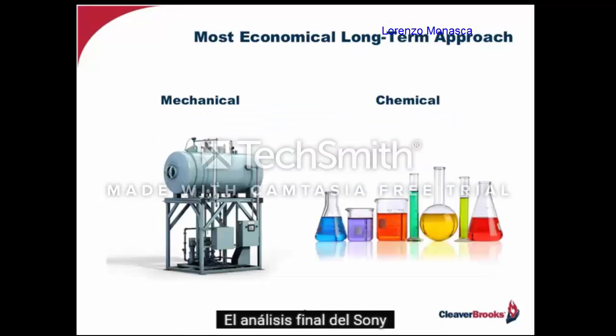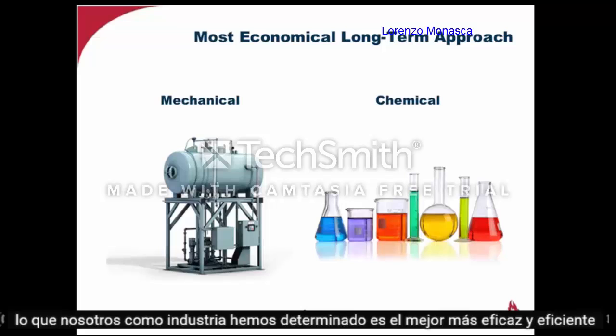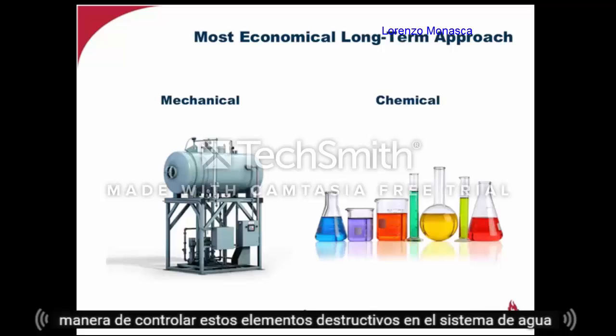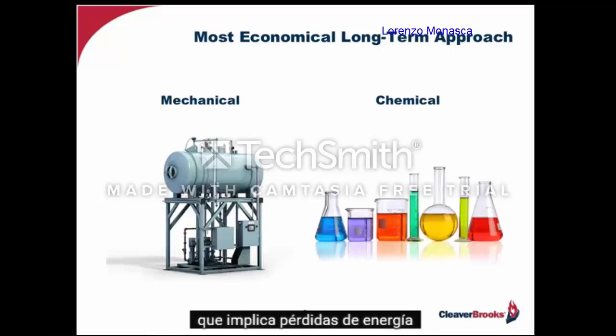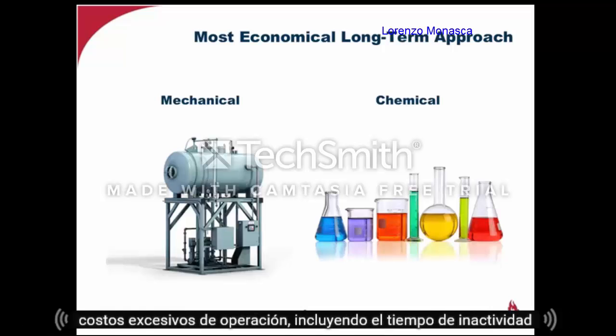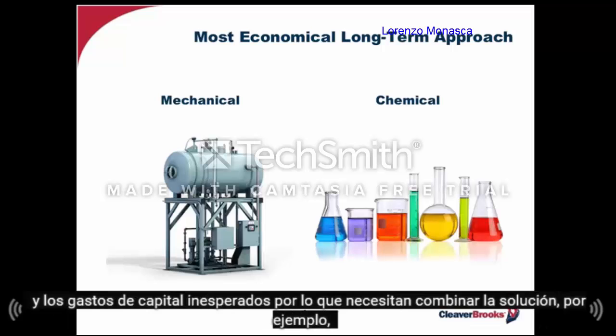So in the final analysis, what we as an industry have determined as the best, most effective, and efficient way to control these destructive elements within the boiler system is through employing both mechanical and chemical solutions. Because if we employ only one of these, problems will surely occur involving energy losses, excessive costs of operation, including downtime, and unexpected capital outlays. So we need a combined solution.